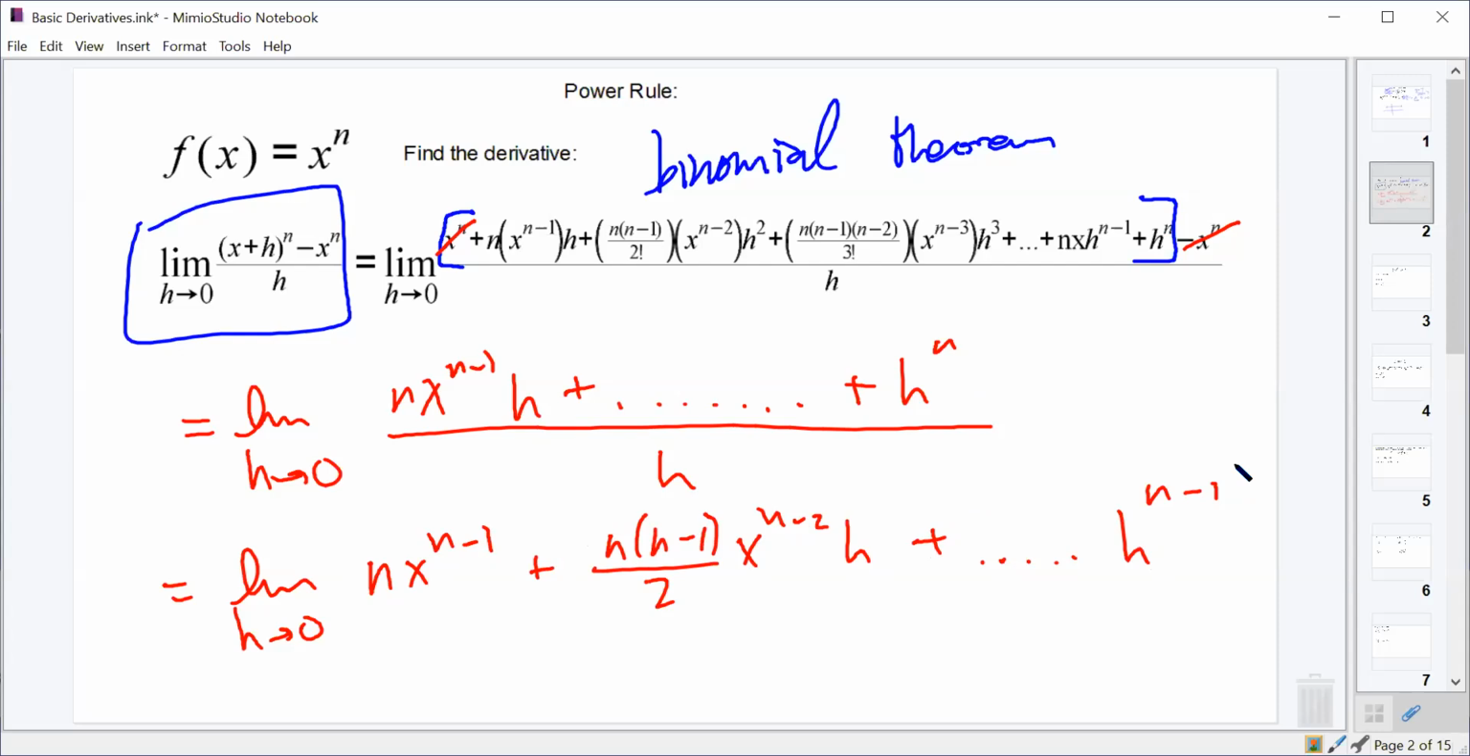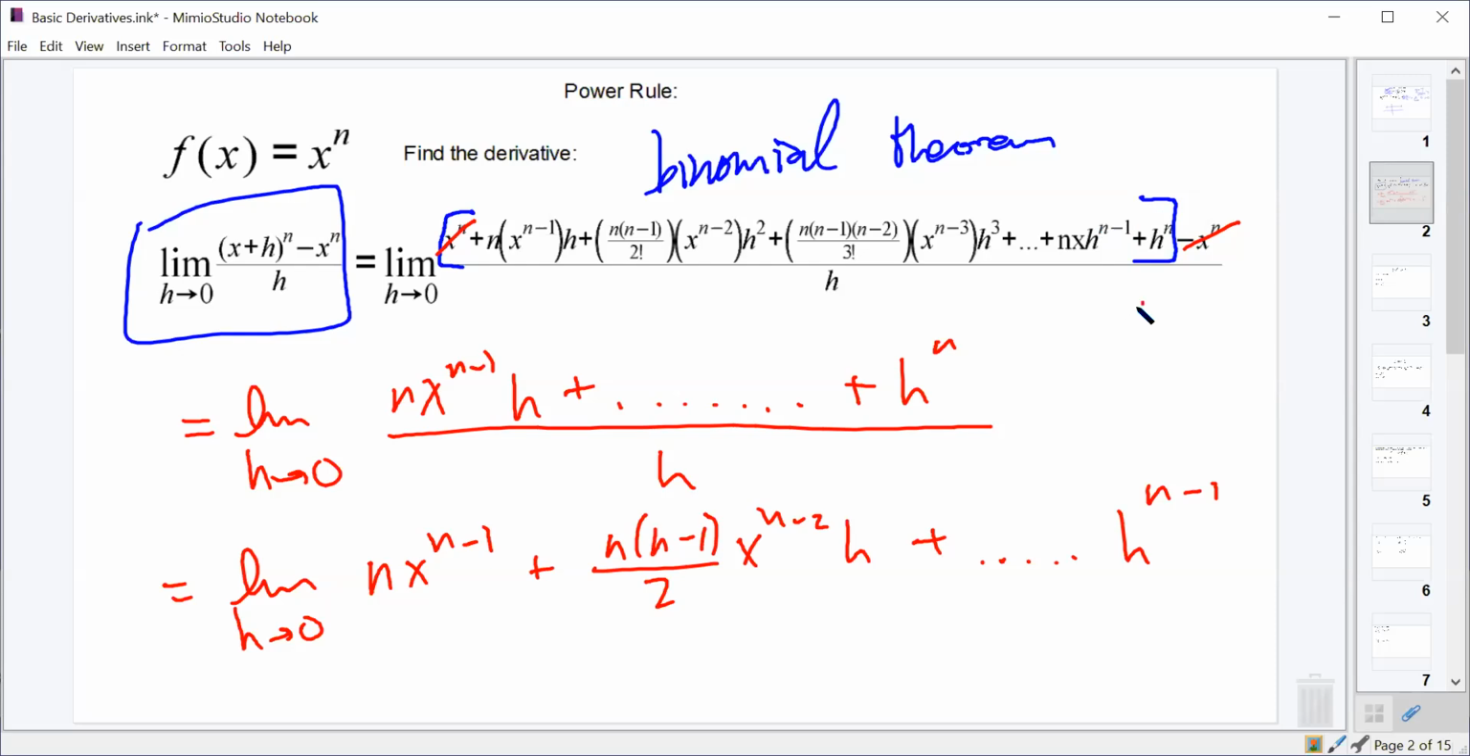Everybody good there? So I divided the h out of the first term, I divided the h out of the second term, I divided the h out of every term, so that each of these went down by a power of 1. Since the last one is h to the n, you just show that it's going down by 1, n minus 1. Yeah, exactly.